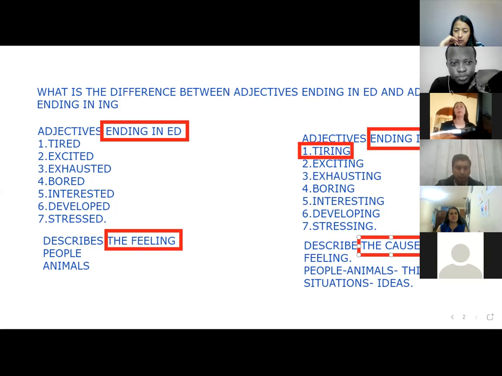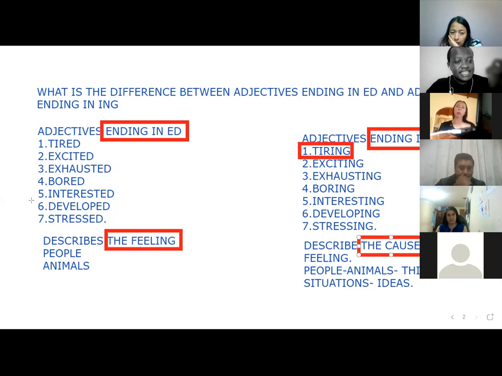Does it make sense to you? Yes, it does. Okay, so let me give you an example. You say, I'm tired because work was tiring. I'm excited because the concert was exciting. I'm exhausted because the journey was exhausting. I'm bored because the TV program is boring. I'm interested in listening to him because he is interesting.